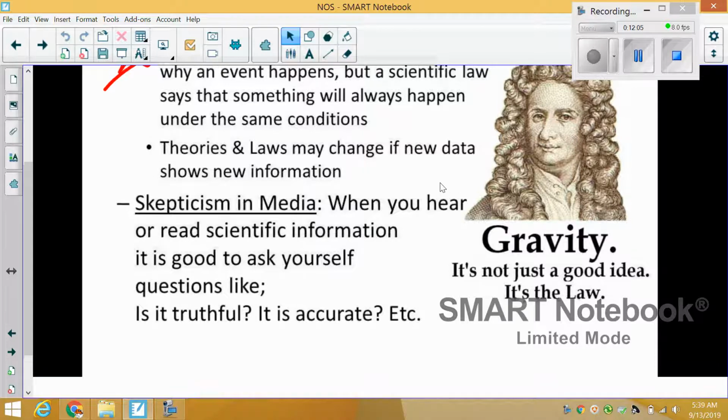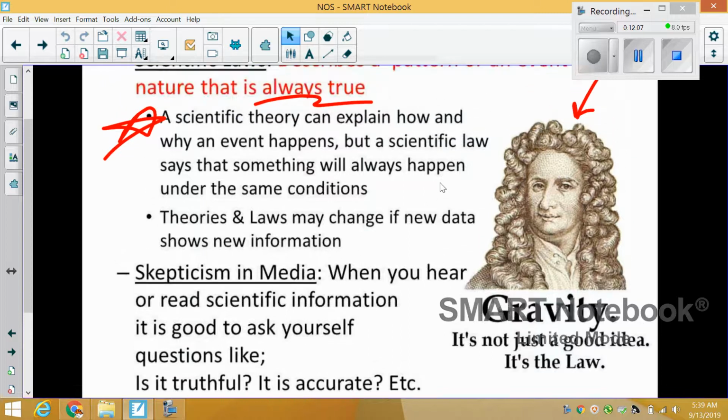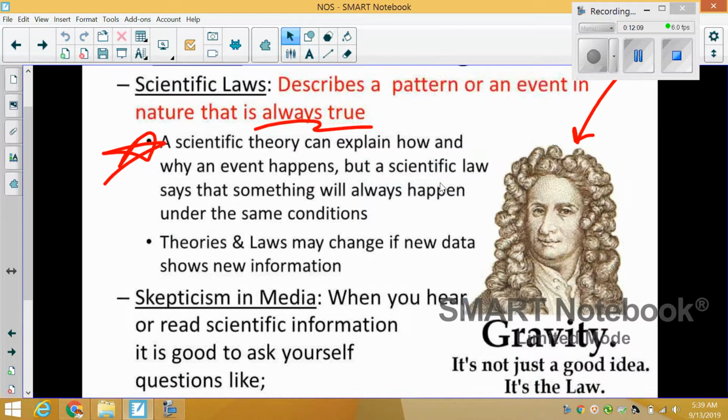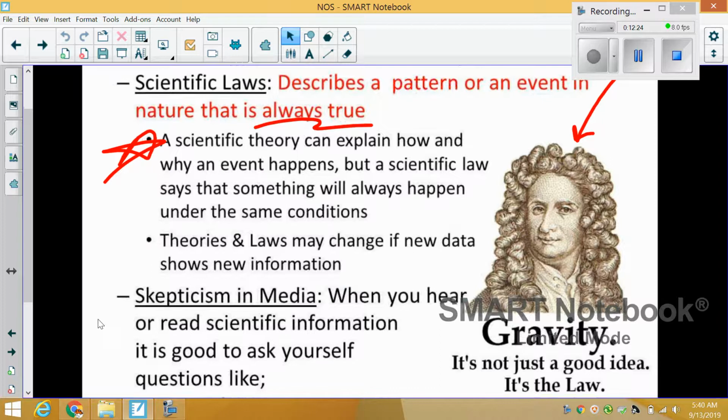So a law is something that cannot be proven true or false, but no, excuse me, I said that wrong. A theory is something that cannot be proven true or false, but a law is always true. Okay, it's good to understand the difference there. Okay, last little bit here.